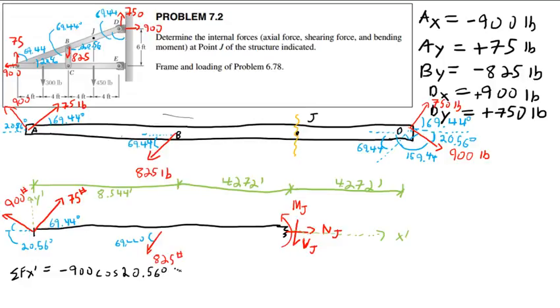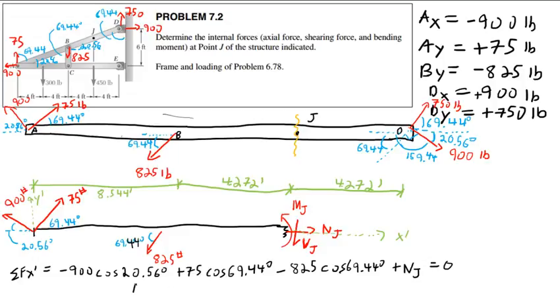20.56 degrees plus 75 times the cosine of 69.44 degrees minus 825. My lines got lost. That's 4 degrees. Minus 825 times the cosine of 69.44 degrees plus Nj, and this is equal to 0.